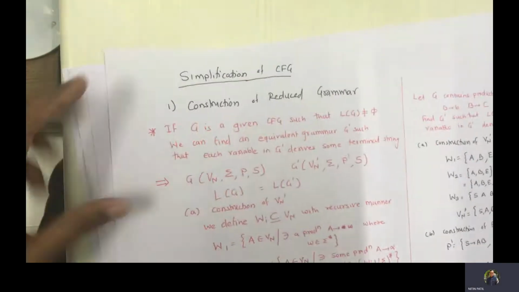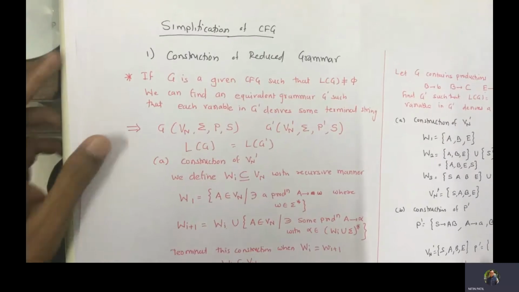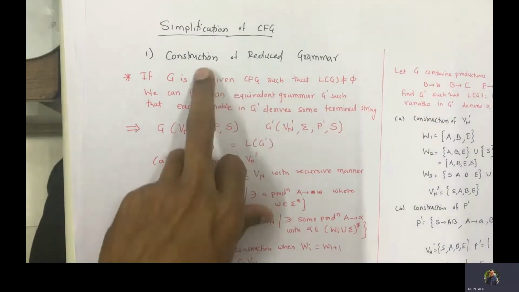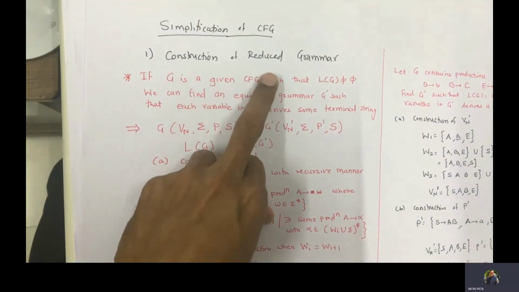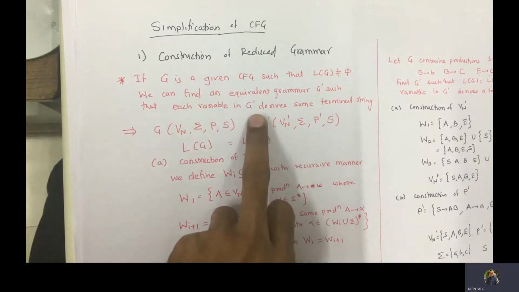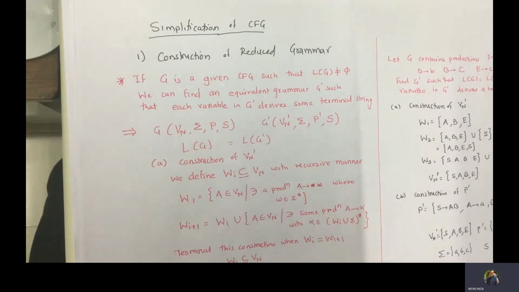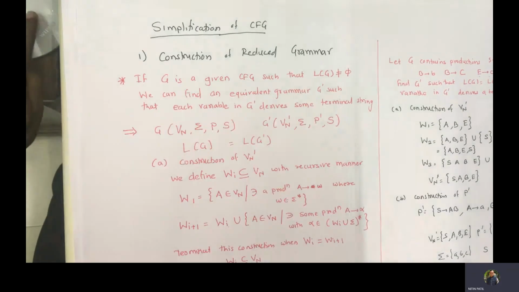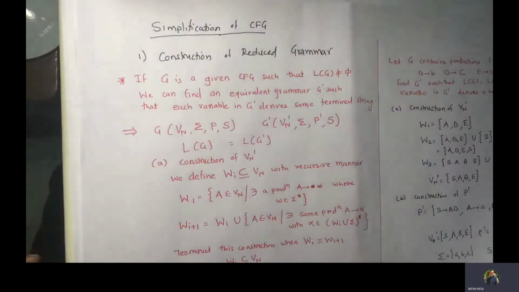We'll continue with the previous simplification process that we started. We saw the first mechanism to construct a reduced grammar. One of the steps was how we can find an equivalent grammar in which every variable should derive some terminal string. So let us now talk about the second simplification mechanism. This again would be a dedicated process which will be used further in generating a reduced grammar.